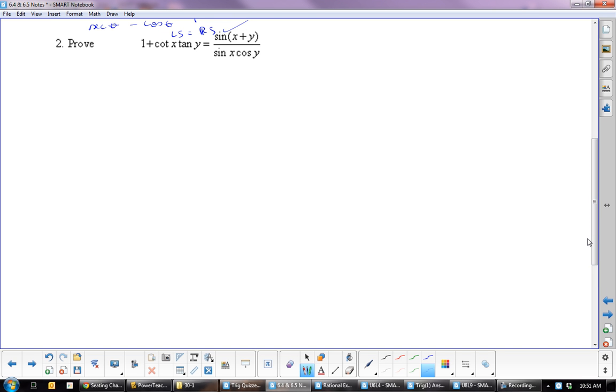Now, for this one, the way I saw it done in the notes is they simplified the right side, and I simplified the left side. I thought it was way fewer steps. But I saw the cotan and the tan, and I thought, okay, let's get rid of those. So this is the same thing as 1 plus cotan, which is cos x over sine x, times, now be careful here, that's a y, so sine y over cos y.